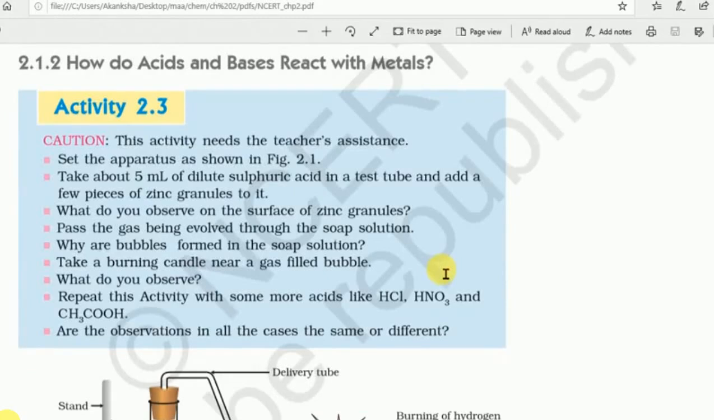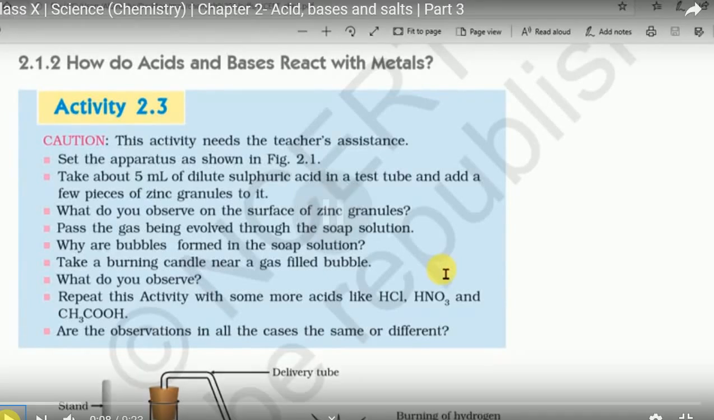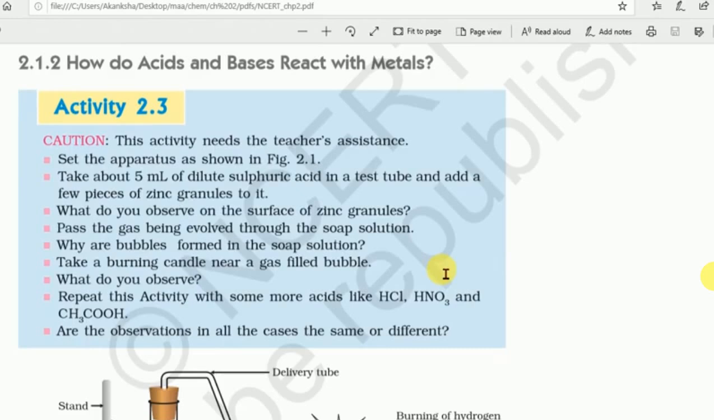Children, yesterday we have done indicators. I hope you must have made your own indicators and have observed what type of color changes take place with the help of litmus paper as well as the colored paper. With the help of China rose, you must have made your own natural indicator.